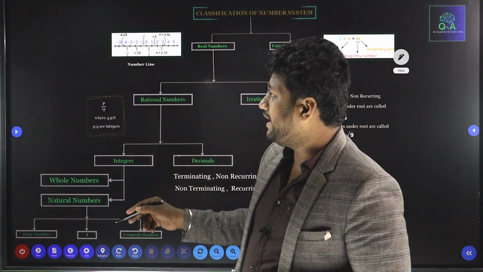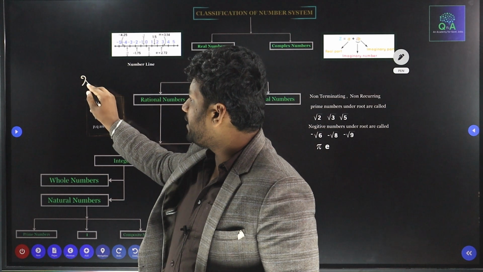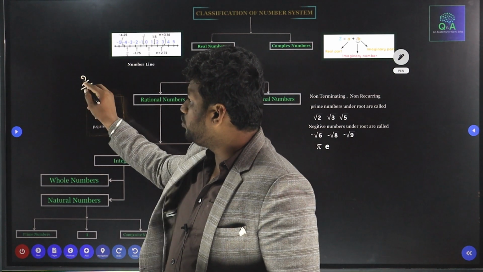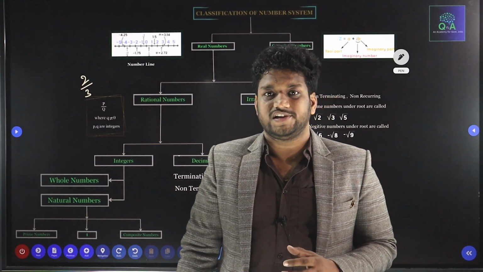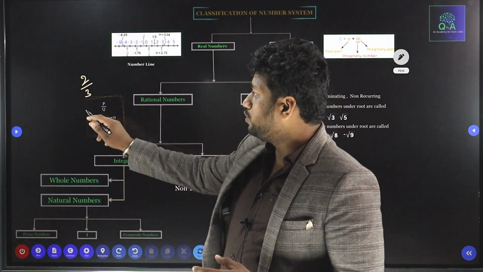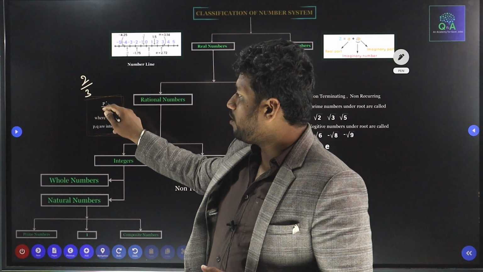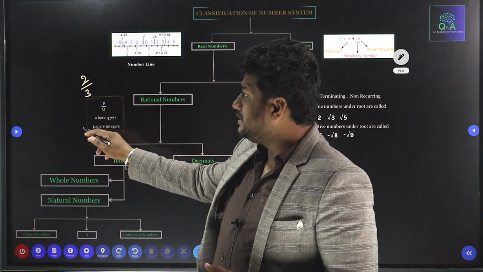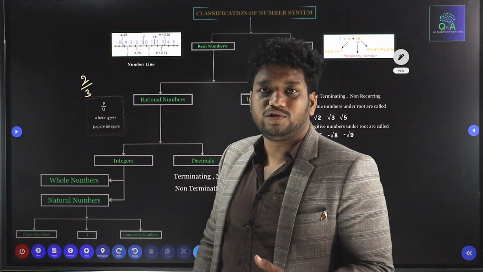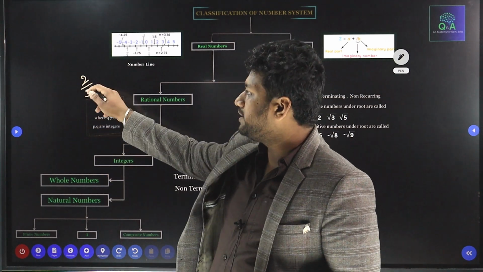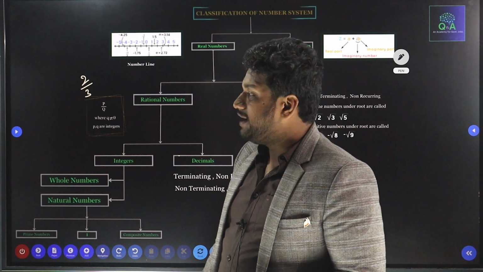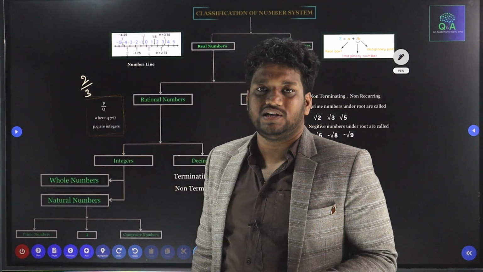Suppose I take one example, 2 by 3. Can you tell me whether 2 by 3 is a rational number or not? Yes, of course it is a rational number, because it is in the form p by q, where q should not be equal to 0. Here we have 3. So definitely we can consider 2 by 3 as a rational number, and p and q are also integers here.